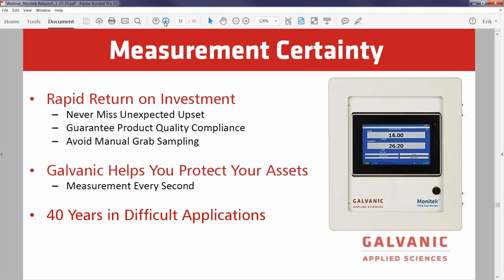Measurement every second. So every second you're getting this in comparison to the grab sample. Make sure that you're online, continuous, regardless of the application. And with this type of sensor and with Galvanic specifically, we have 40 years in difficult applications. Again, we are not off the shelf. We can do off the shelf and we have no problem with that. But when you're looking at your difficult applications, when you're looking at difficult installations, really we have the answers to be able to customize and engineer to make sure that the customer is going to get exactly what they want, when they want it, and create the certainty that they require.